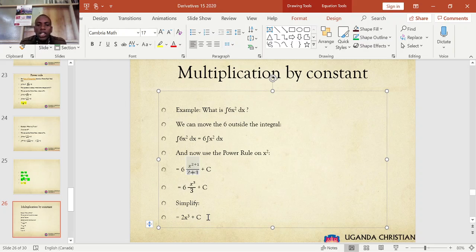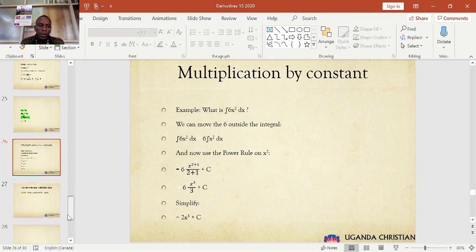So that's the multiplication by a constant. You just pull that out and then you apply your other rules. So integration is simple, provided you know these basic rules.